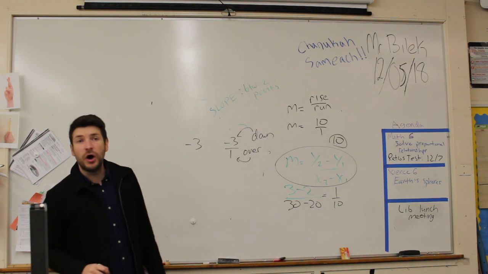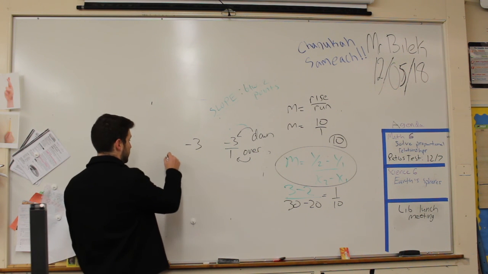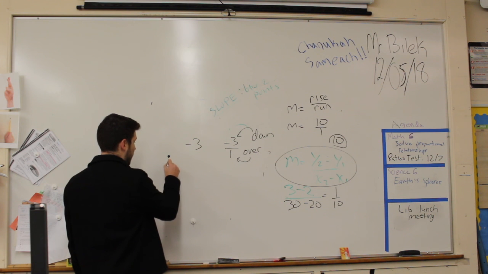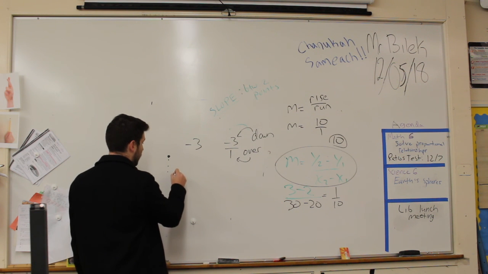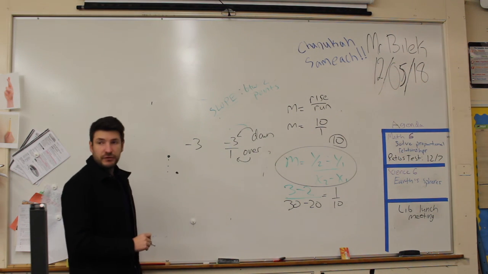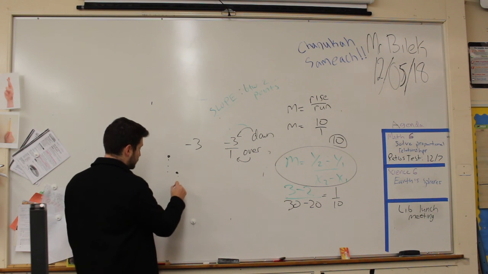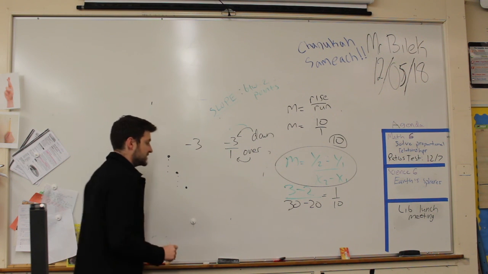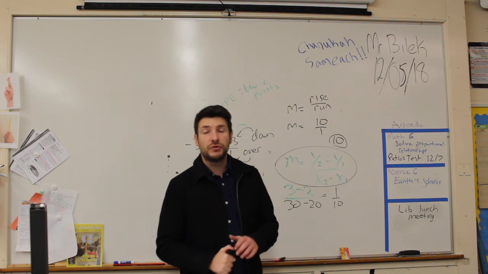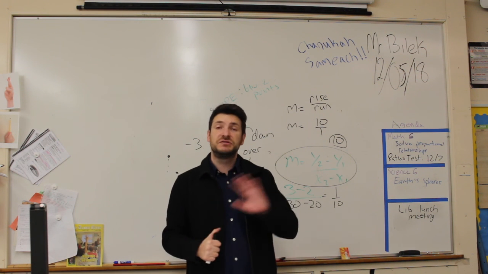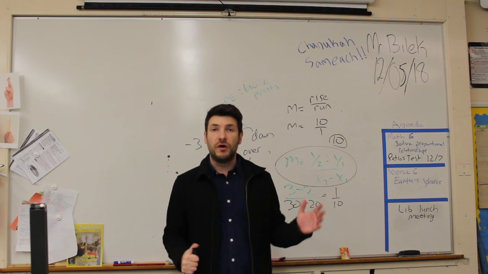So on a graph, you would count down from your first point. You would go down 3, 1, 2, 3, and over 1, and that's where your next point would be. Same thing, 1, 2, 3, over 1, that's where your next point would be. And with the slope, you can graph points for as long as you want, and they're all going to fall along that line.